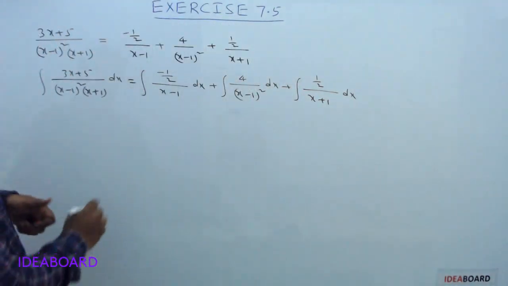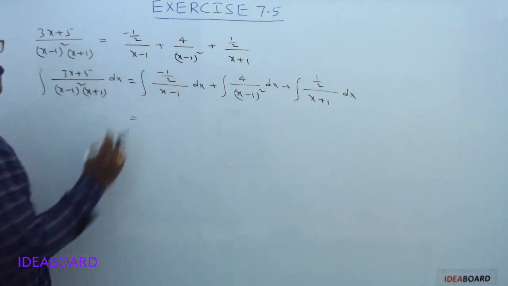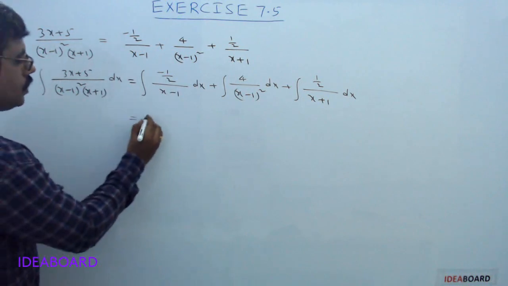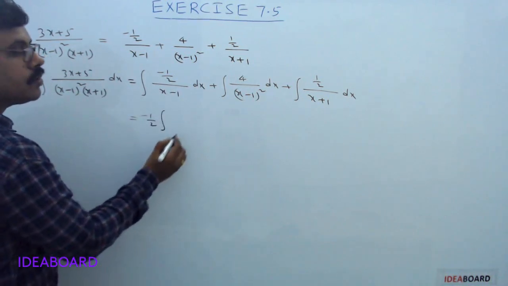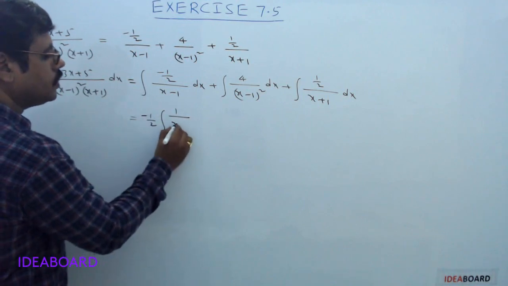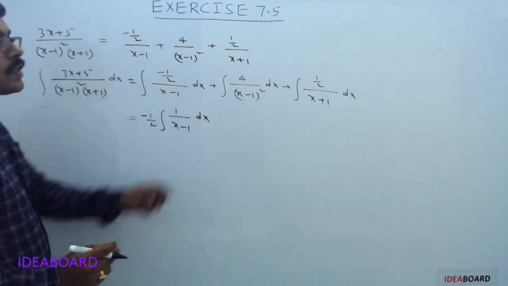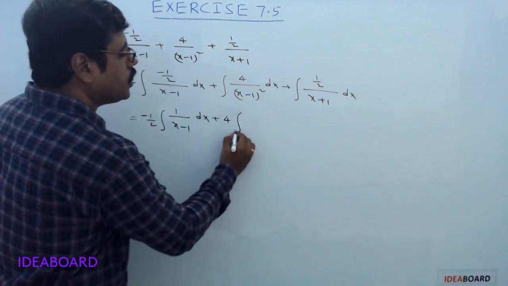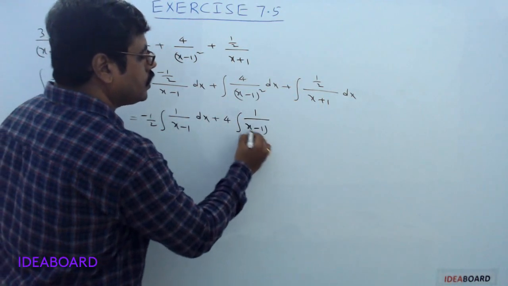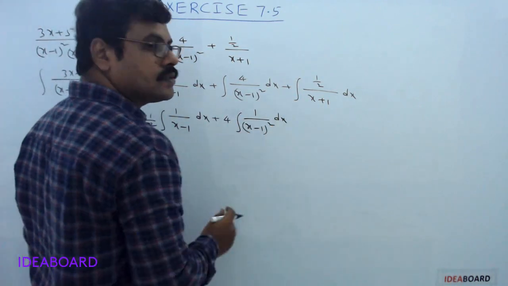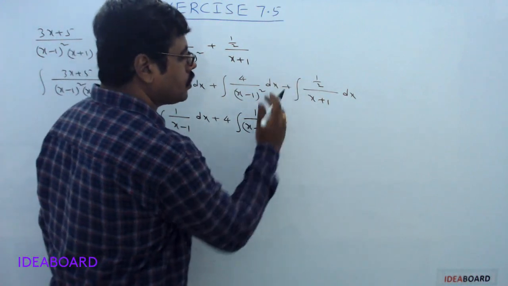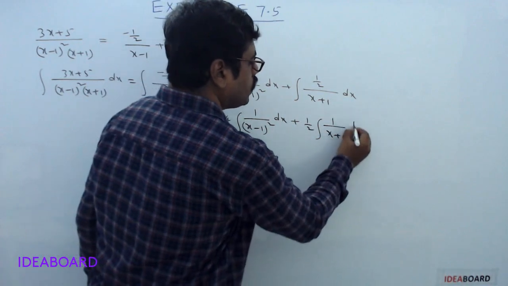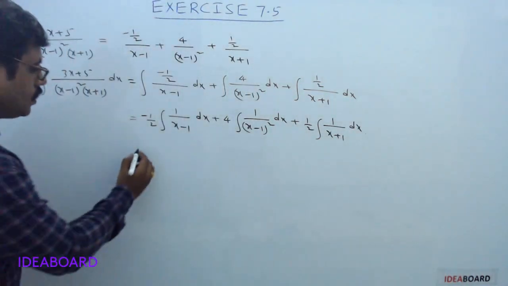Now integrate each term. Now this is minus 1 by 2. Minus 1 by 2 is a constant term. You can take it outside of the integral. So this is minus 1 by 2 into integral 1 divided by x minus 1 dx. 4 is a constant term. You can take it outside of the integral. So 4 into integral 1 by x minus 1 whole square dx. 1 by 2 is the constant term. You can take it outside of the integral. 1 by 2 into integral 1 by x plus 1 dx.